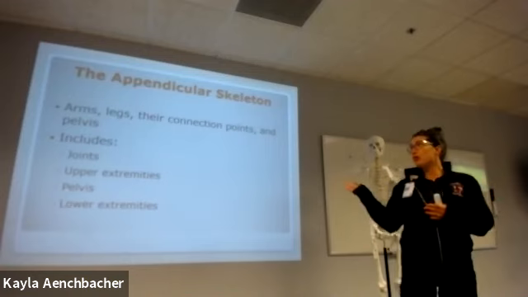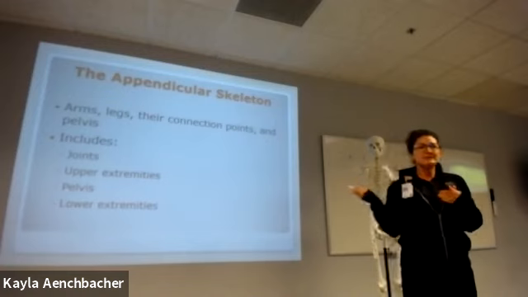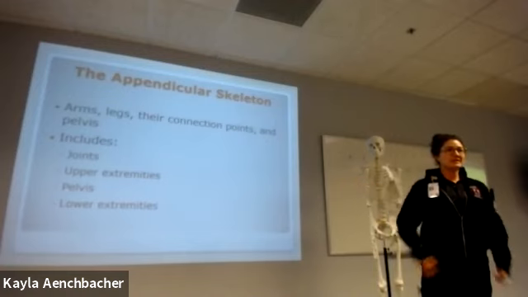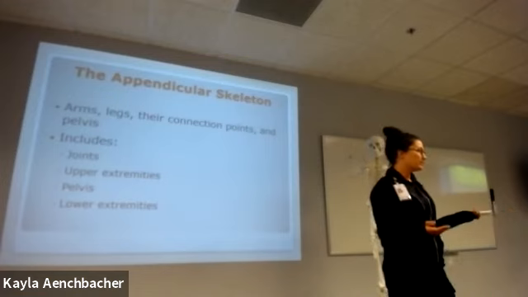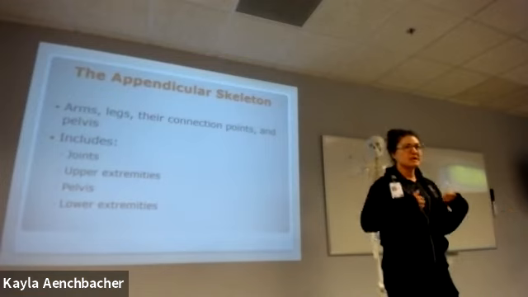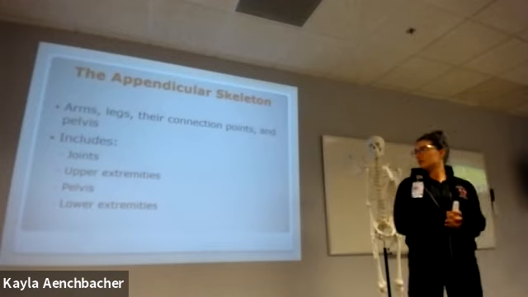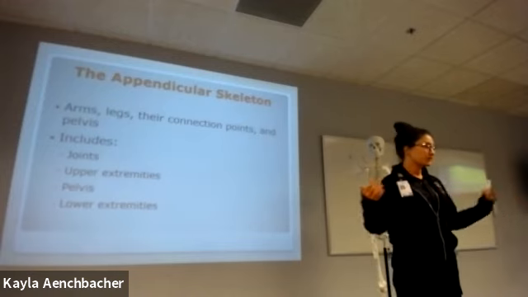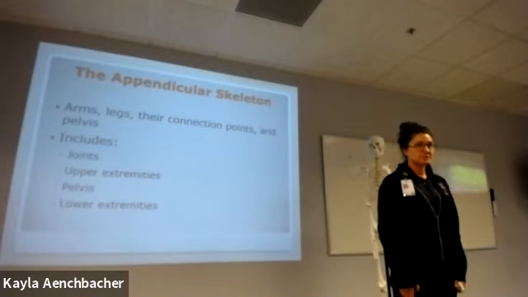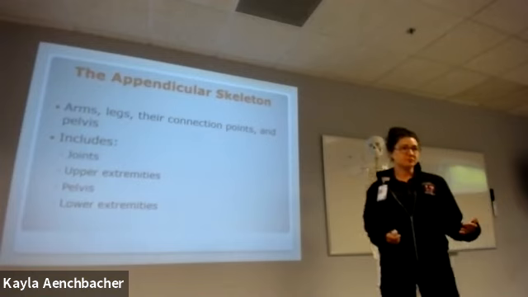All right, so the other section of your skeleton is going to be your appendicular skeleton, okay? This is going to be the stuff it would be nice to have, but we can live without it, right? It's not vital, it's not essential to us actually living and breathing, okay? So these are going to be all of your extremities, right? Your arms, both of your arms, your upper extremities, your legs, your lower extremities, and it also includes your pelvis, okay?